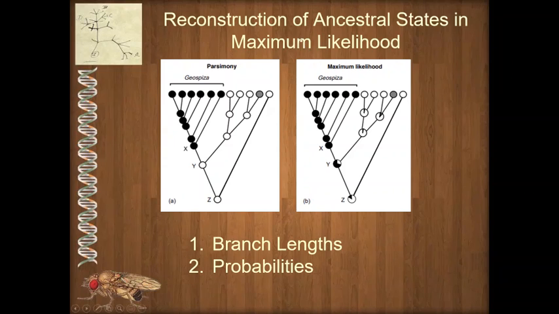So we can map states not only in a parsimony framework. In this example, all of the black ones share one, I think it's a food source. They all eat one thing. The gray one eats a second thing, and then the white ones all eat a third thing. So I have different foods.